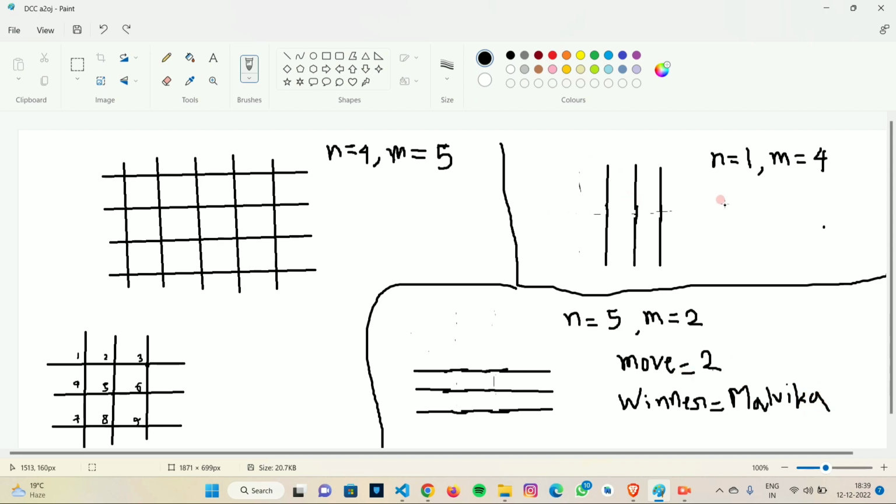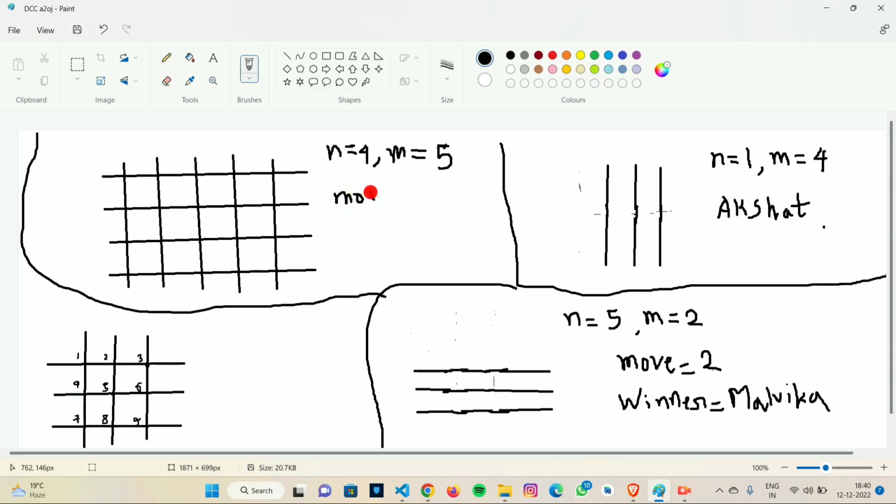In the previous example, it was Akshat. Now check this example. In move number 1, that is Akshat's move, let us assume that he picked this intersection point and removed these two sticks. Now the grid looks like this and it is now Malvika's turn. In move number 2, let's assume that Malvika chose this intersection point and removed these two sticks. Now there are 2 horizontal sticks and 3 vertical sticks remaining.